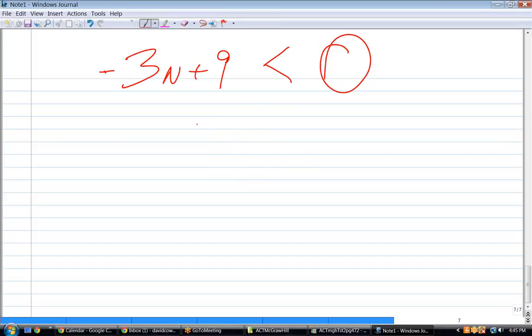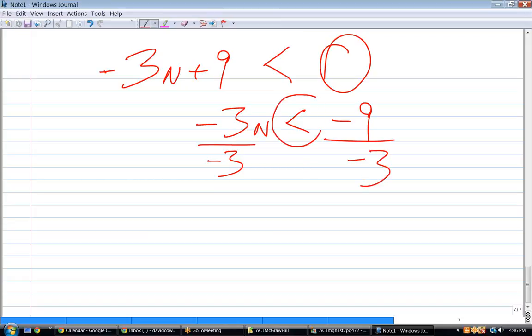So then it would be negative 3n less than negative 9, and then you divide by negative 3n, so then it would be... Not by negative 3n. If you divide by negative 3n, you'll be left with 1 on the left side. We want to be left with n. We want to isolate the n. Divide by negative 3. Okay. What do we have to do now because we divided by a negative number? Change the sign, the direction of it.